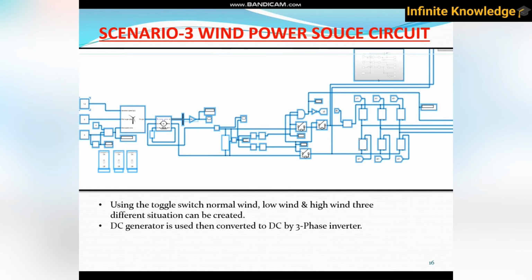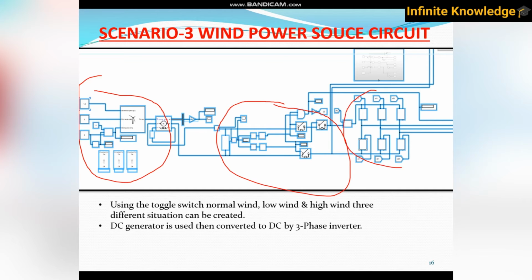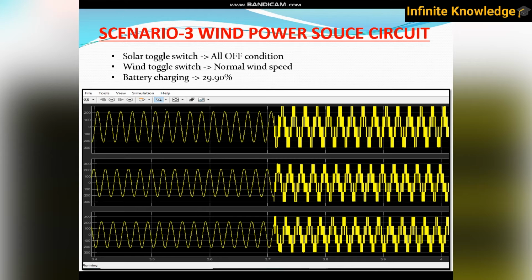So what is the third scenario? In the third scenario, you are getting power only through wind supply. This is the highlighted part, the wind turbine, and these are toggle switches used to create different situations. These are breakers for switching on and off, and this is your inverter part. Using the toggle switch, three different situations can be created: normal wind, low wind, and high wind. A DC generator is used to generate DC, and by the inverter we convert it to three phase supply. The same scenario is used here also.